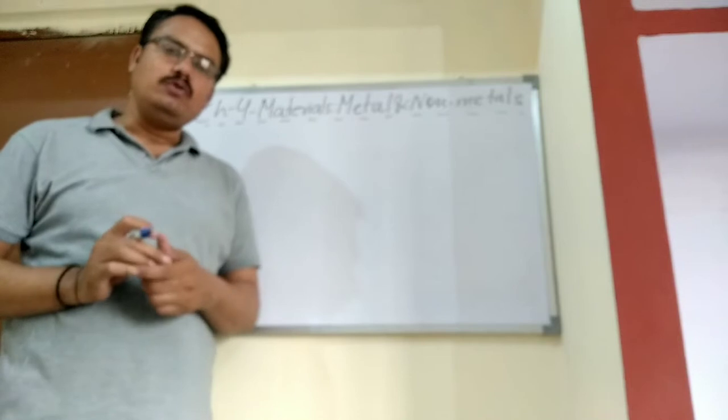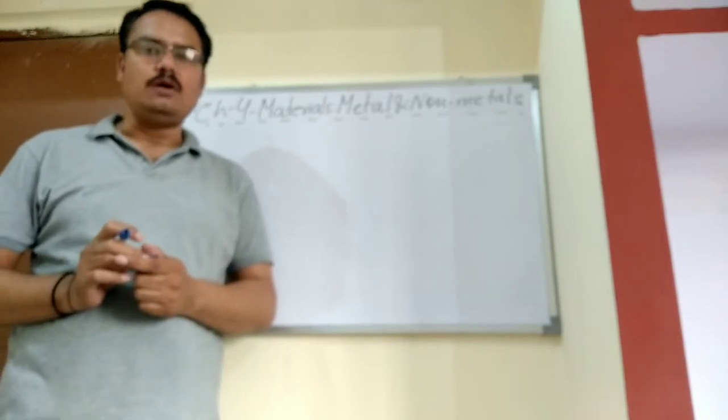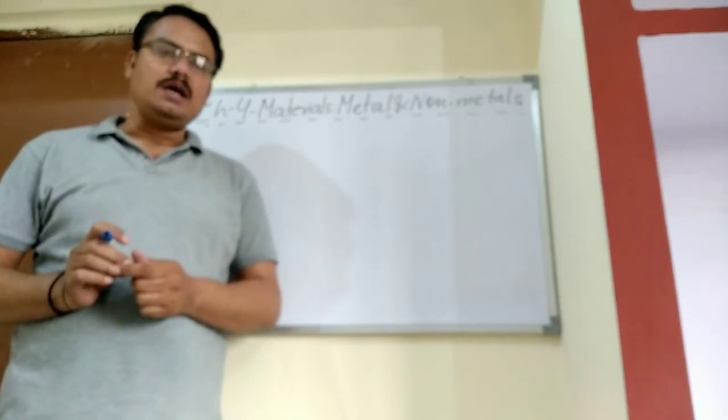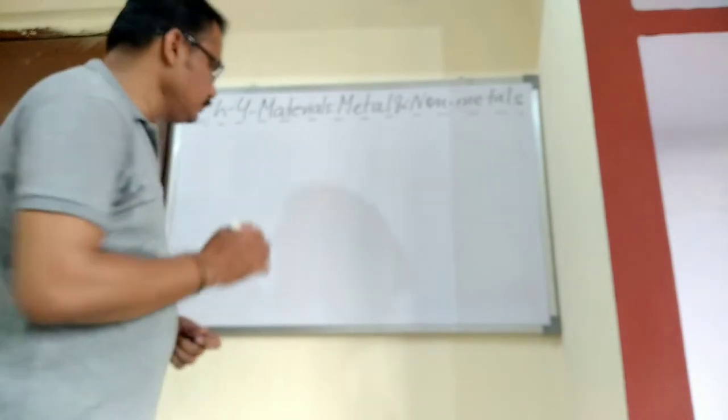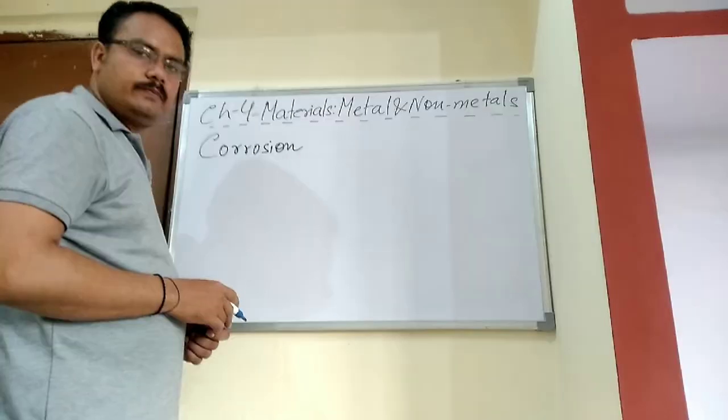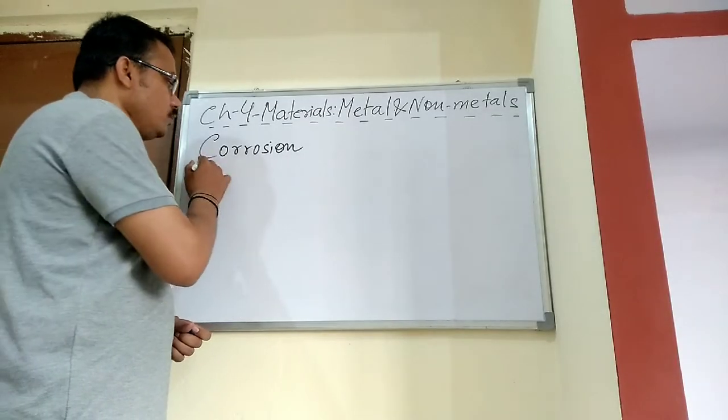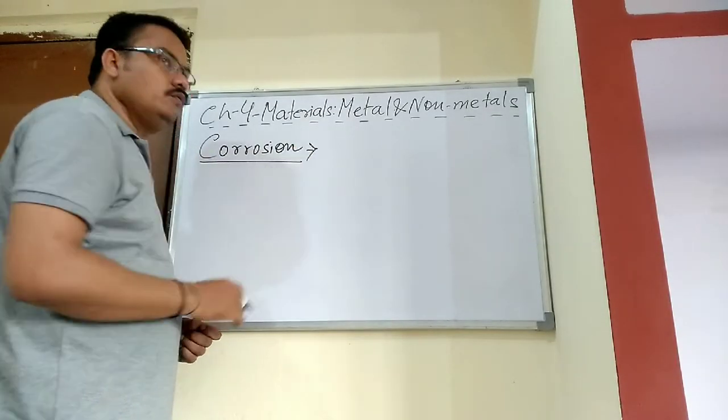So students, the chapter which was under process was Chapter 4, Materials: Metals and Non-Metals. Under it, in my previous video, I explained about corrosion. My topic was about corrosion. What is corrosion?